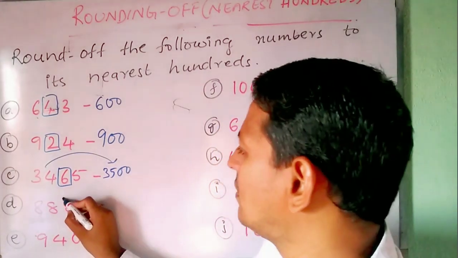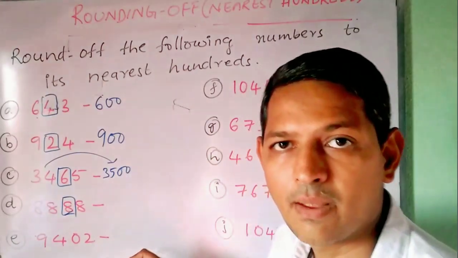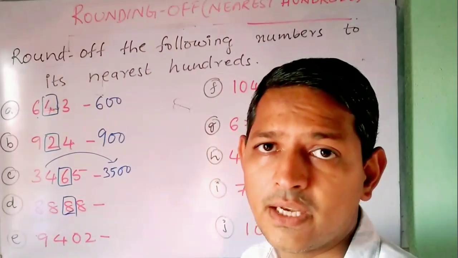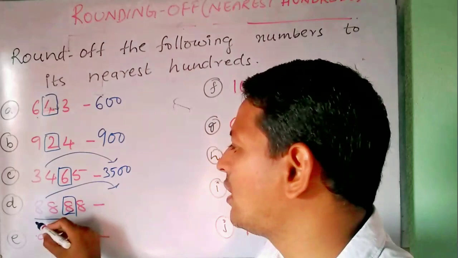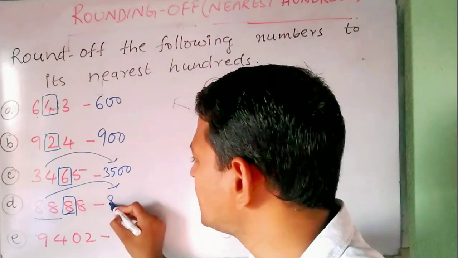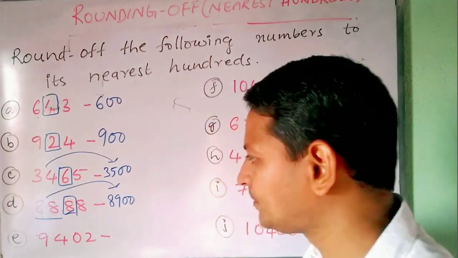Now here what is the number which is in tens place? The number which is in tens place is 8. 8 is greater than 5. So what do we need to do? We need to add 1 to the number that is present here. 88, if 1 is added, becomes 89, and in these two places we need to place zeros.